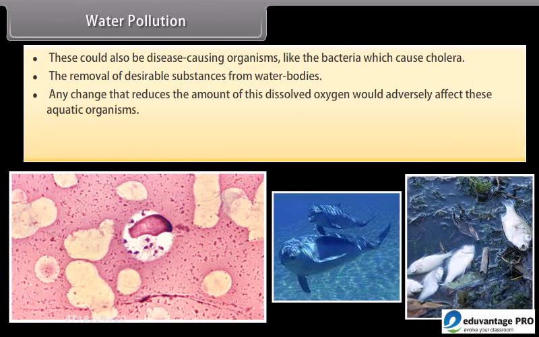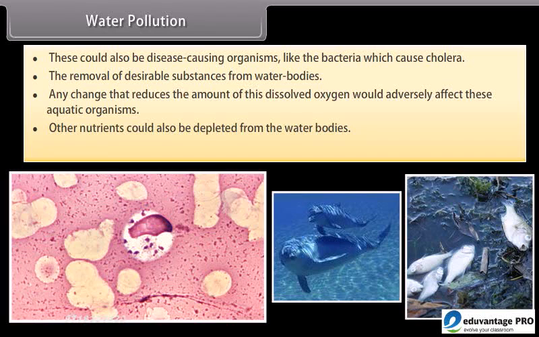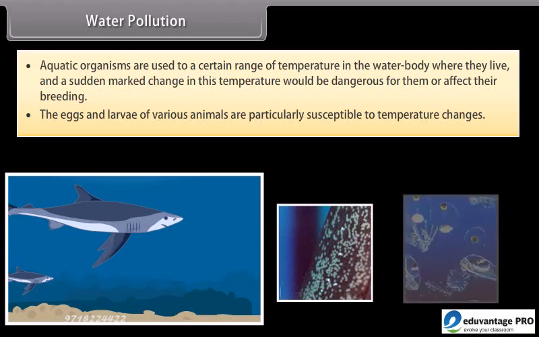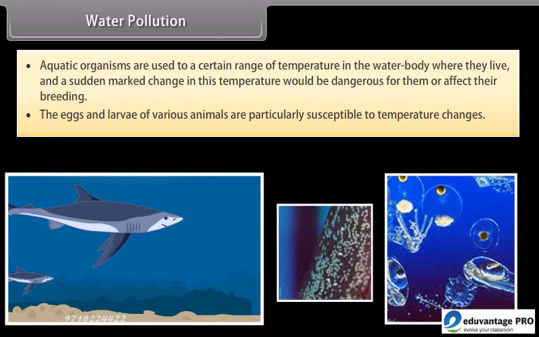Any change that reduces the amount of this dissolved oxygen would adversely affect these aquatic organisms. Other nutrients could also be depleted from the water bodies. A change in temperature. Aquatic organisms are used to a certain range of temperature in the water body where they live, and a sudden marked change in this temperature would be dangerous for them or affect their breeding. The eggs and larvae of various animals are particularly susceptible to temperature changes.